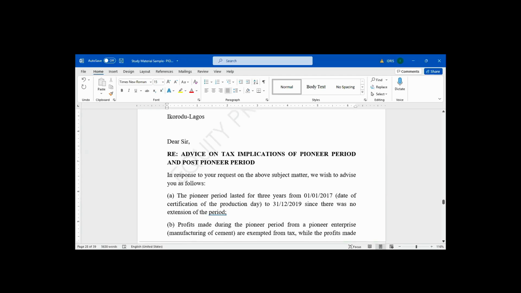Number 2 points, you need to let them know, part of the advice. Profit made during the pioneer period. What will happen to the profit made during the pioneer period? They are exempted from tax. Exempted from tax.